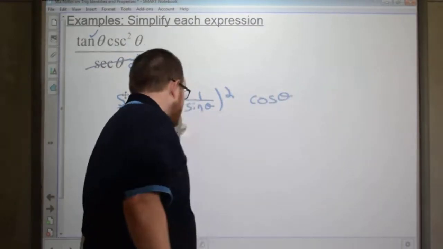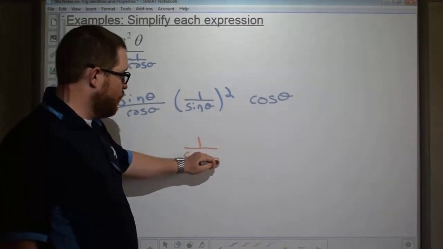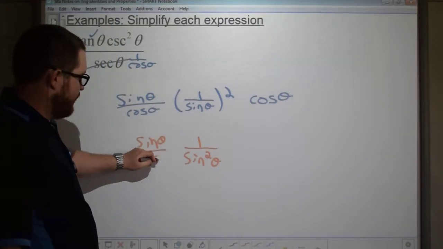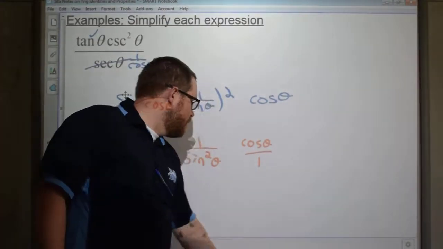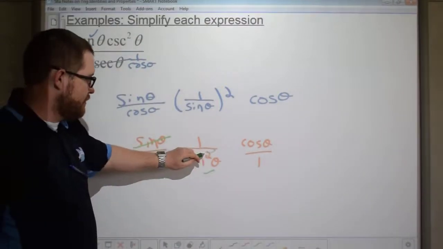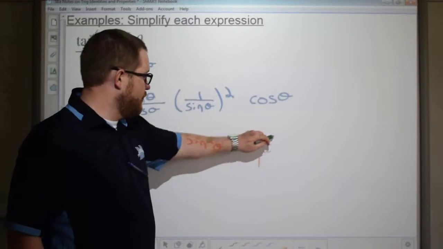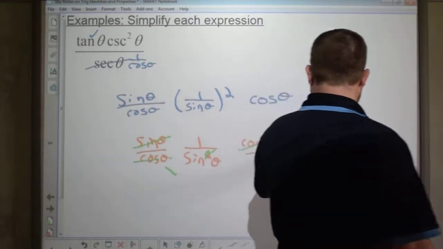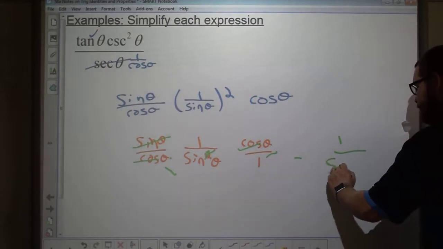So now, let's clean this part up. 1 squared is still 1. Not sine of theta squared, but sine squared of theta. Sine of theta over cosine theta. Cosine theta over 1. Look for things that will cancel. Well, this sine will cancel with one of those sines. This cosecant will cancel with that cosecant. So what's left? The only thing I have left on top is 1. The only thing I have left on bottom is sine theta.